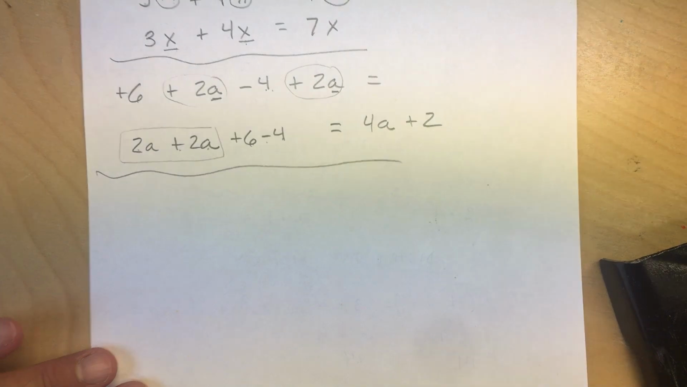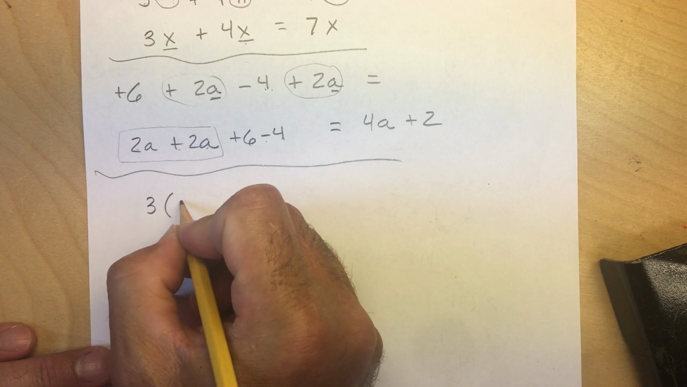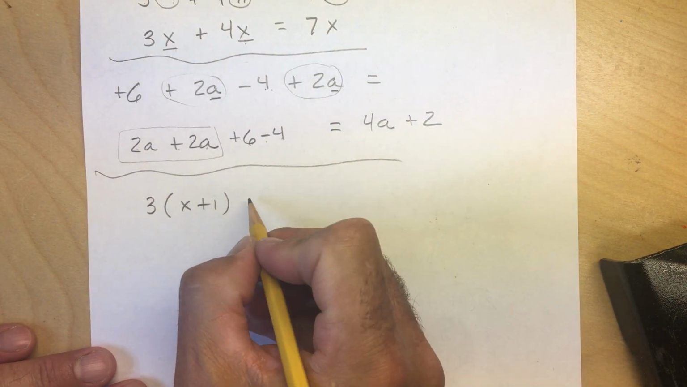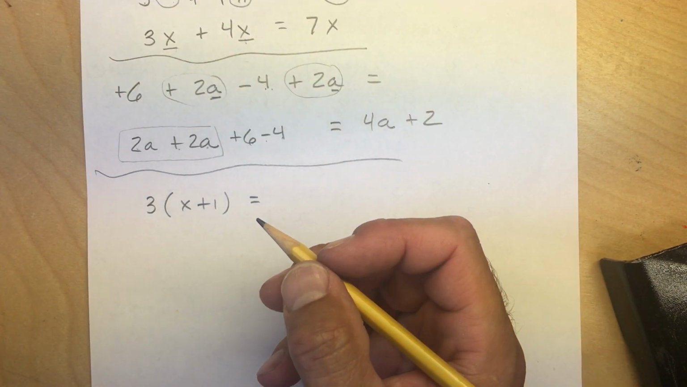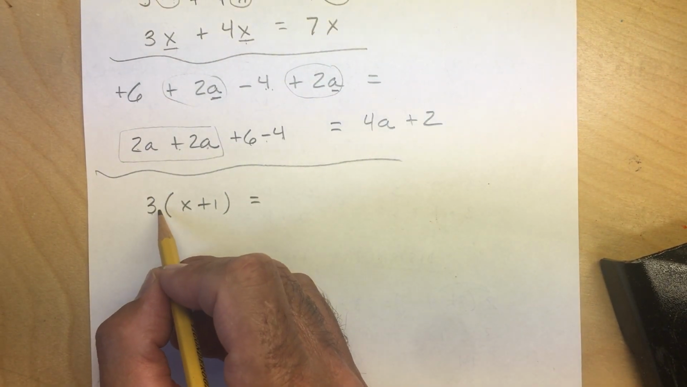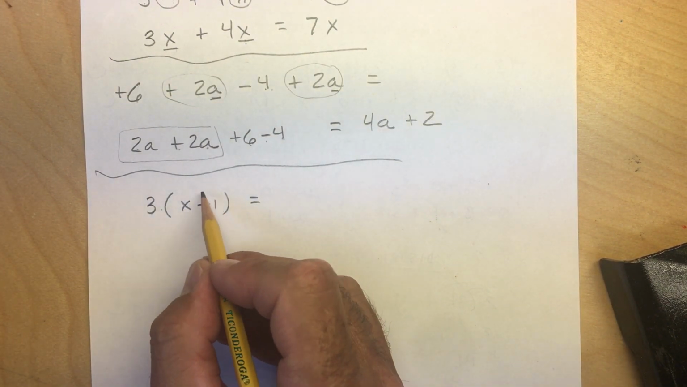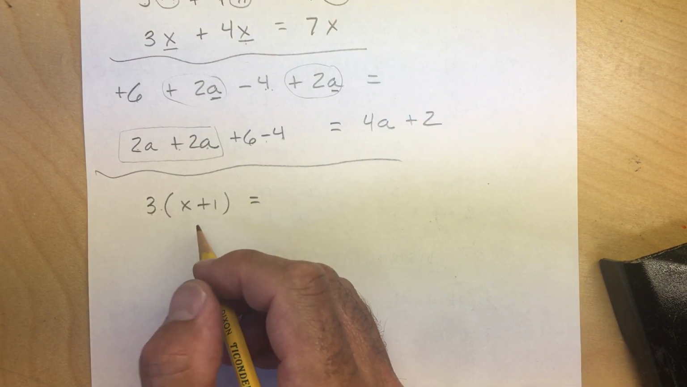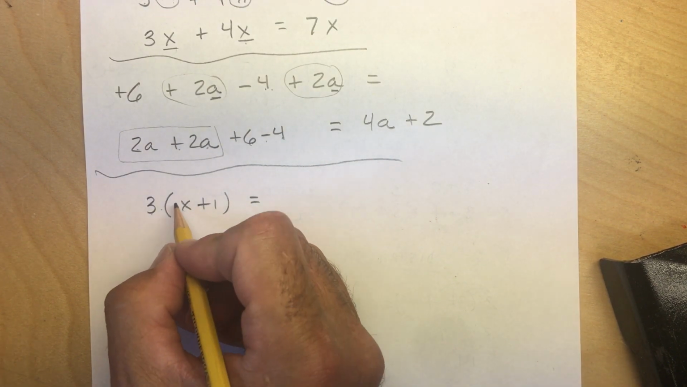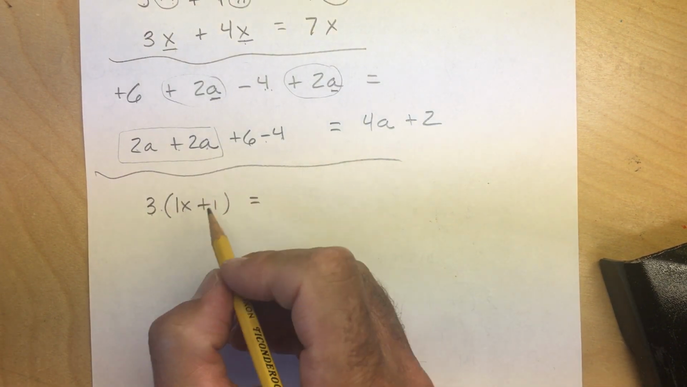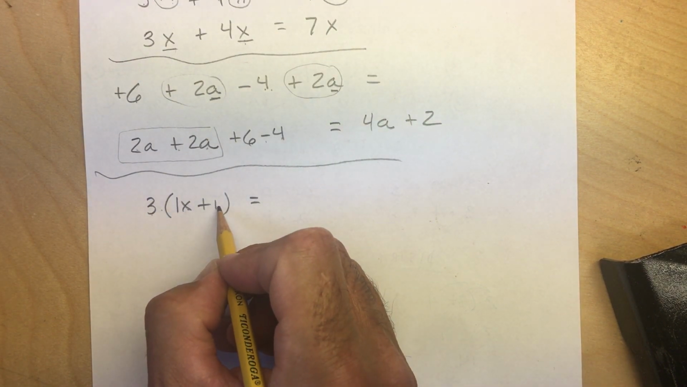Let's do another one. Let's say that we have 3 parentheses x plus 1. Now, what do we do with this? Well, I see that we have a 3 that's times all this stuff in the parentheses. Now, inside the parentheses, can we add these together? Well, the answer is no, because they're not like terms. This is a variable. There's no number in front, so it's a 1. And then this is a number without a variable. So these are not like terms. We can't add them together.